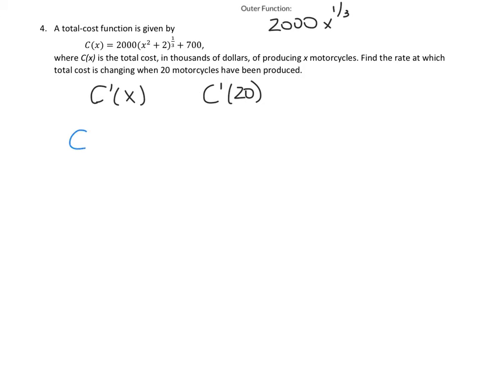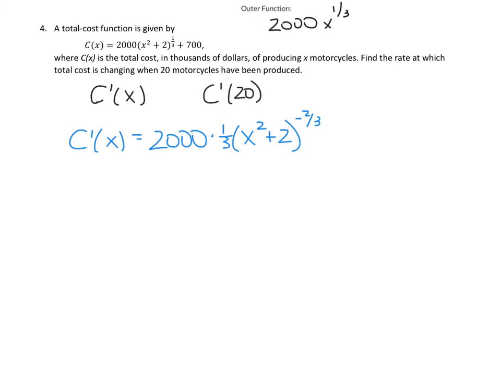So in finding the derivative c prime of x, we're going to begin by taking the derivative of the outer function. So bringing the 1/3 out in front, we're going to have 2,000 times the 1/3, and then kind of mentally blocking out that inner function, and then subtracting 1 from the exponent. 1/3 minus 1 leaves us with a negative 2/3 exponent.